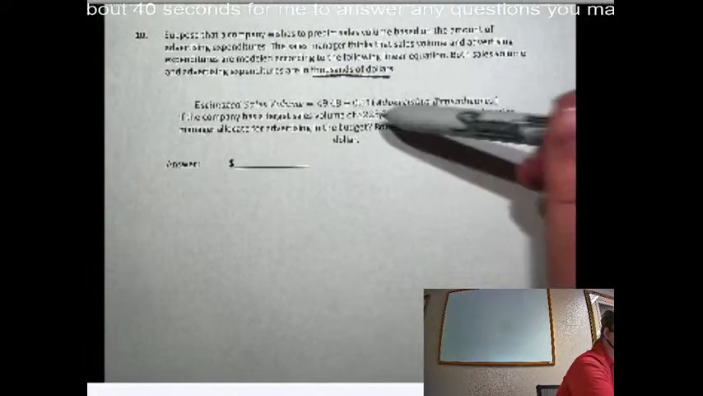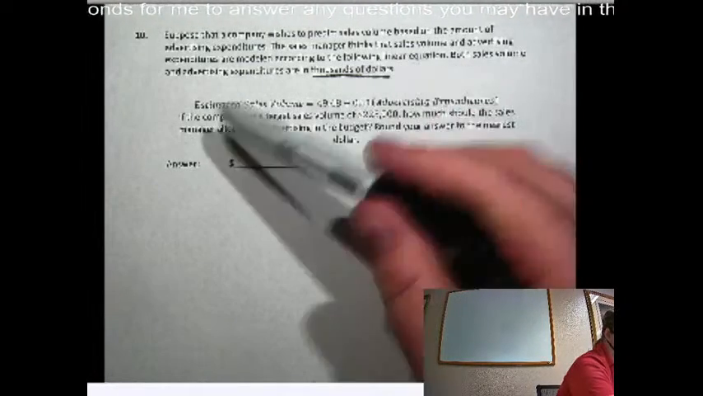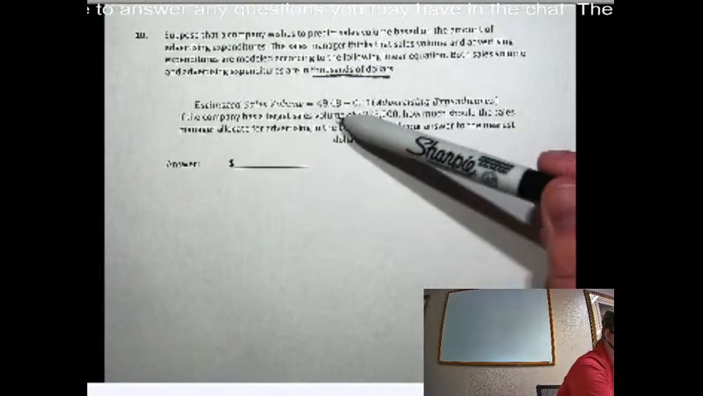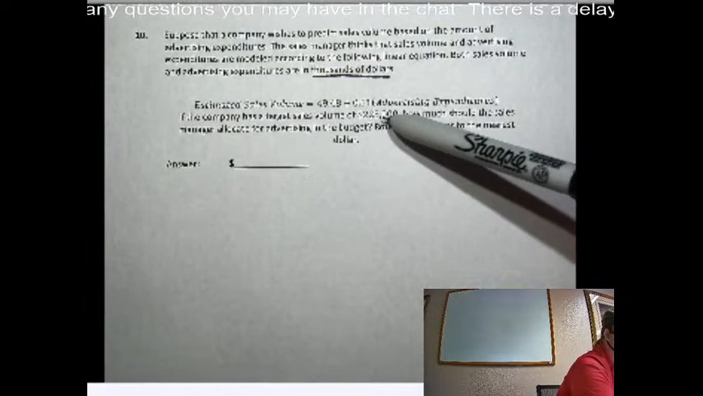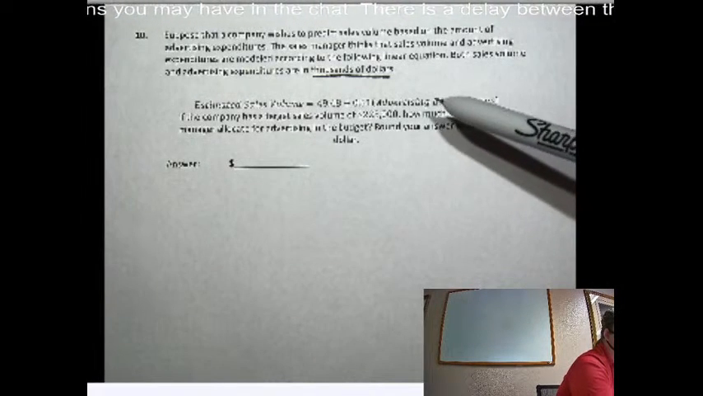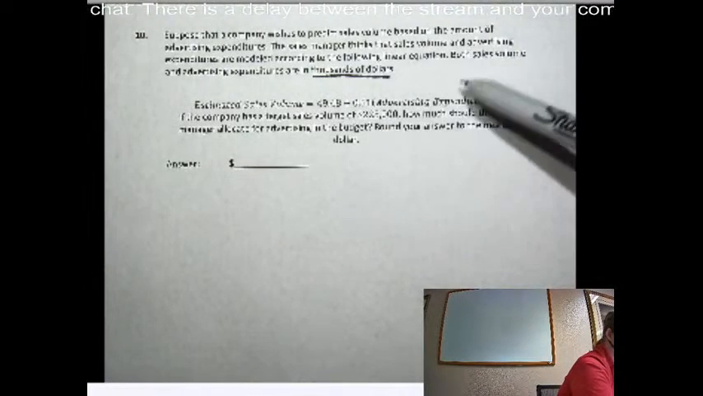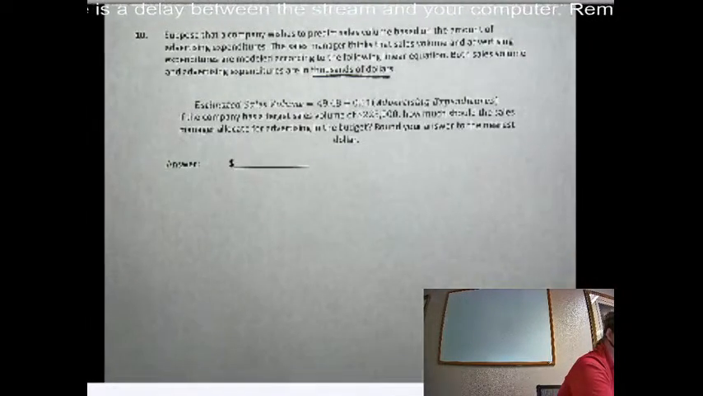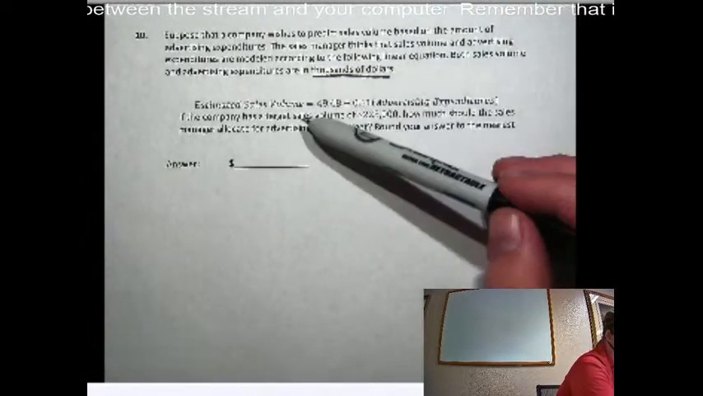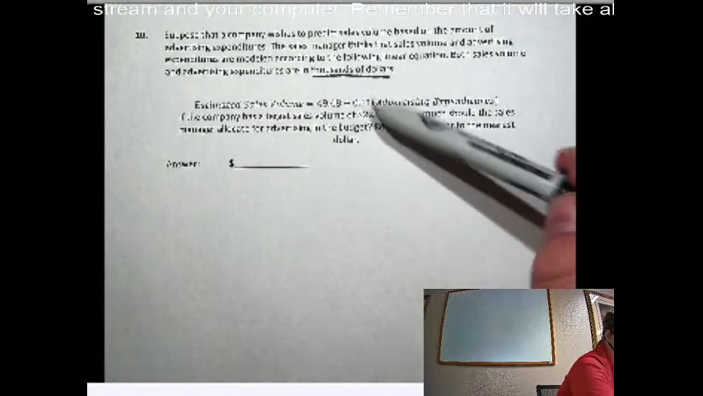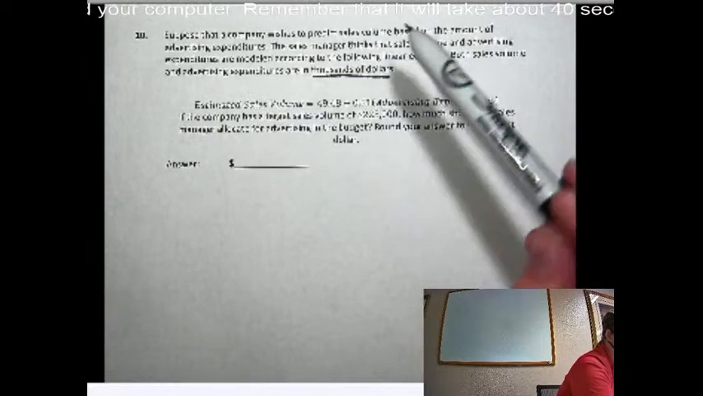The big thing is you need to know where to plug this one into. So if the company has a target sales volume of $225,000, how much should the sales manager allocate for advertising in the budget? In other words, solve for advertising expenditures. So again, sales volume is going to be $225,000. We're going to plug that into here.